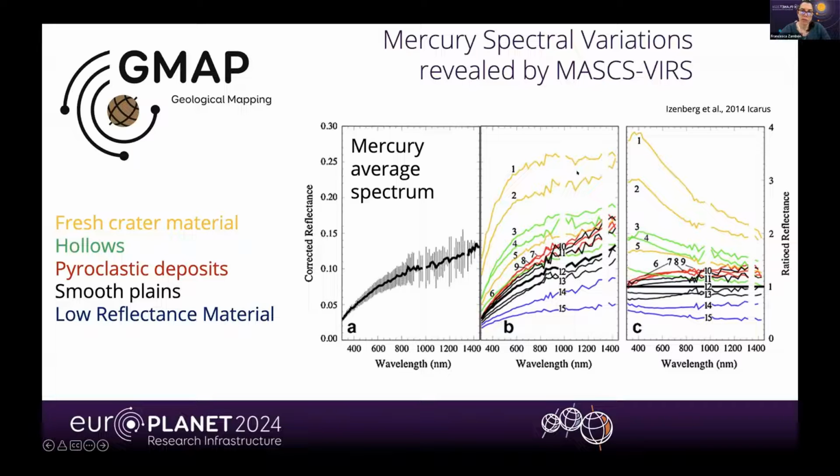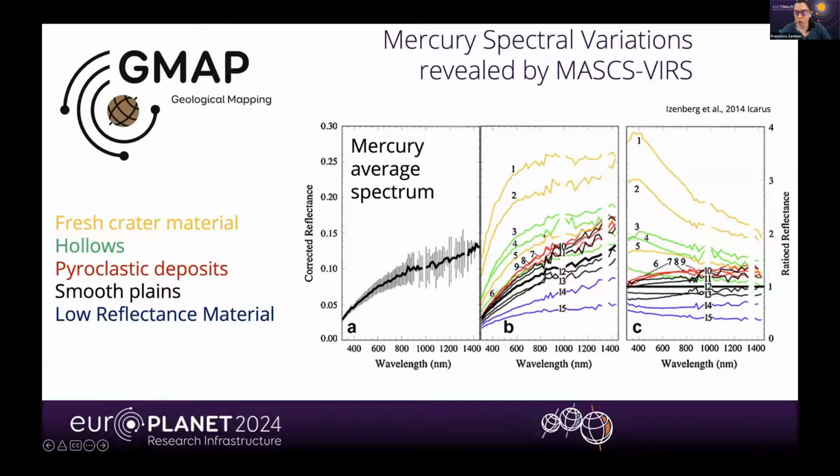You see also in this case that looking at the RGB map, you can identify different terrain units, and each one has a particular spectral behavior. So they are related to each other. And also in this case, you see that the highest reflectance feature is the fresh crater material, as expected.